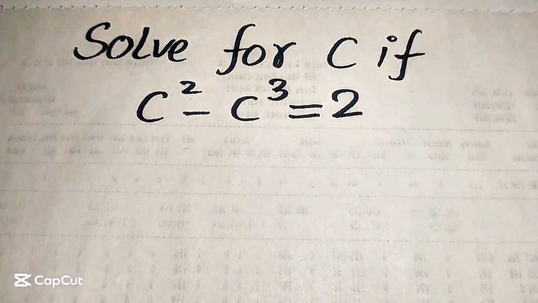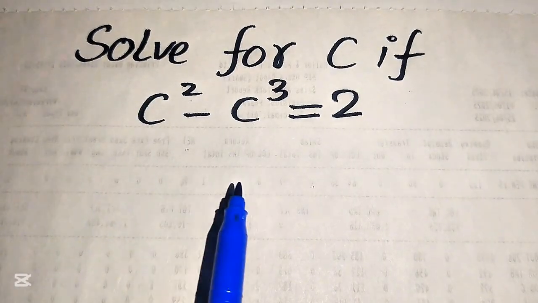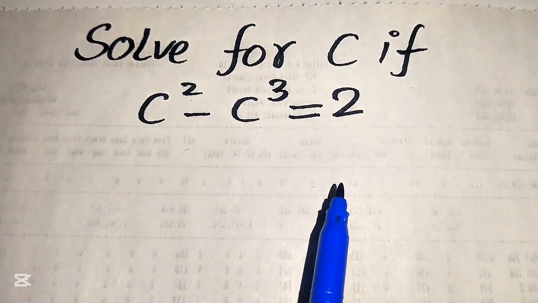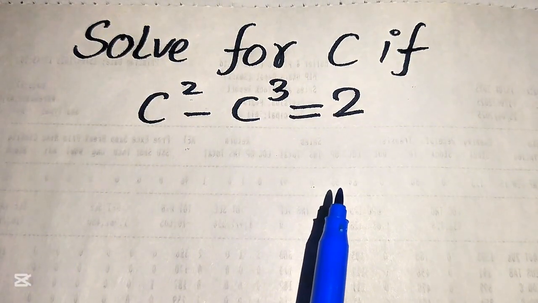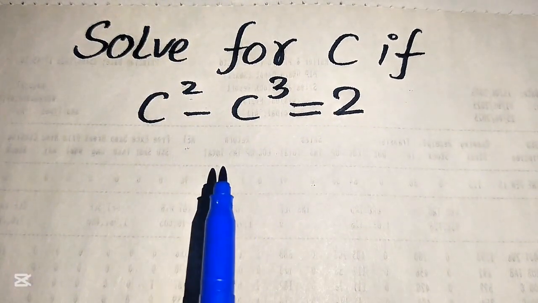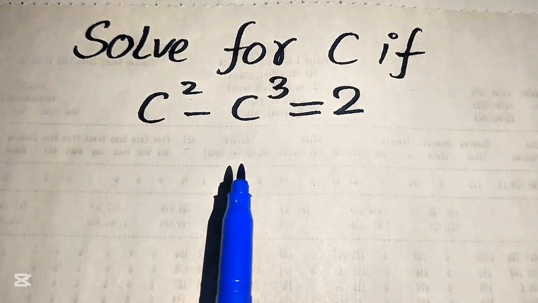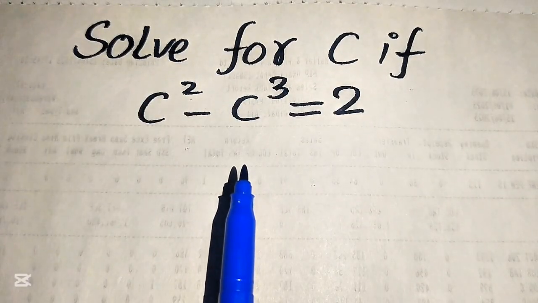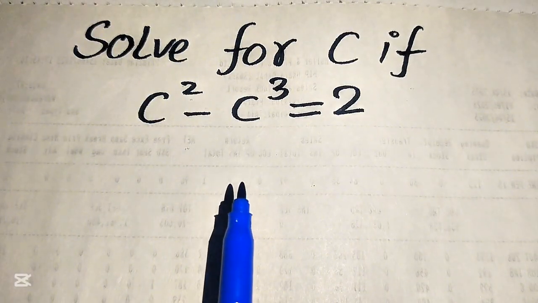Hello everyone, today I want to show you how to solve this problem for the values of c. If we have c square minus c cubed is equal to 2, and we solve this problem for the values of c. And you see here, this is a cubic equation, or in other words, the highest power of this equation is 3. It means that this equation has 3 roots. So now we find all of these 3 roots.